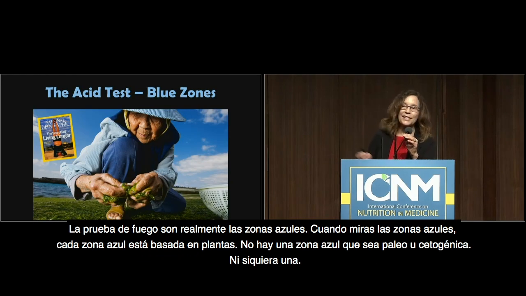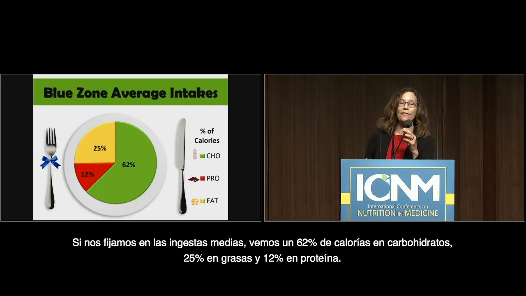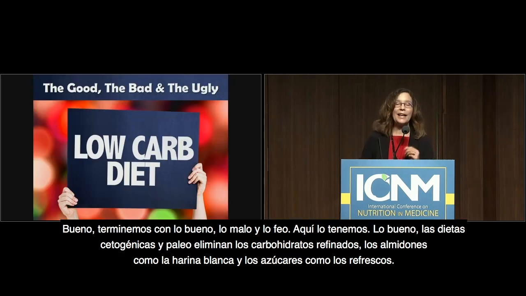And the acid test is really the blue zones. When you look at the blue zones, every single blue zone is plant-based. There is not one blue zone that is paleo or keto, not one. And if you look at the average intakes, you're looking at 62% of calories from carbohydrates, 25% from fat, and 12% from protein. Now let's wind up with the good, the bad, and the ugly.